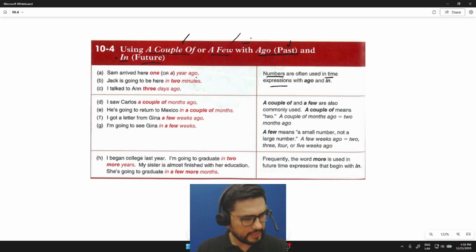Let's take a look at example A. It says Sam arrived here 1 year ago, right? So we can use them with numbers, 1 or a, year, which is our countable noun, and then we have ago. So this is to talk about the past. It has been 1 year since Sam arrived.